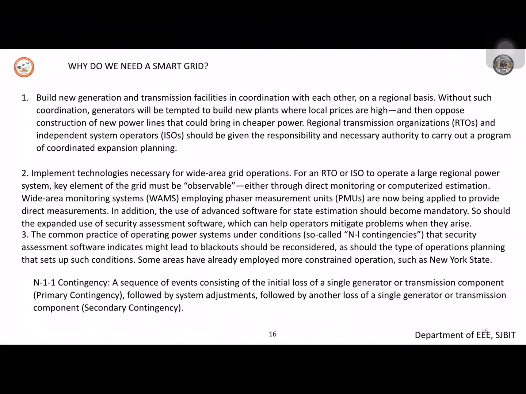The third practice is that the power system is operated under so-called N-1 contingencies, which is nothing but the initial loss of a single generator or transmission component, followed by the system adjustment, followed by another loss of a single component, so it has subsequent cascading effects. So that has to be taken care of, and there should be operations planning set up to handle such conditions.